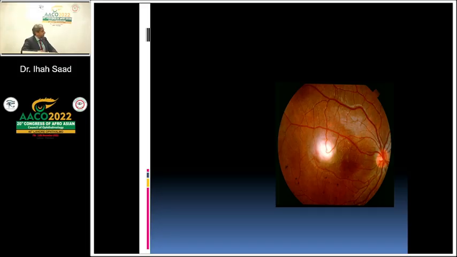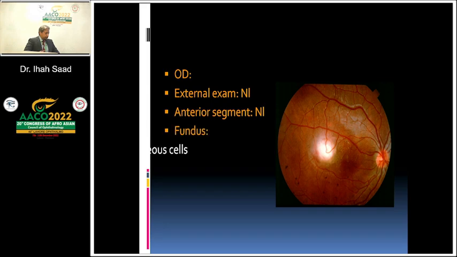So the mass here is intraretinal. Why? Because there is a dipping vessel, draining vein, and the feeding arteriole dipping into the mass. There is subretinal fluid around it, and maybe some inflammatory components. So we have a retinal mass that is probably inflammatory in nature. So the anterior segment was okay.